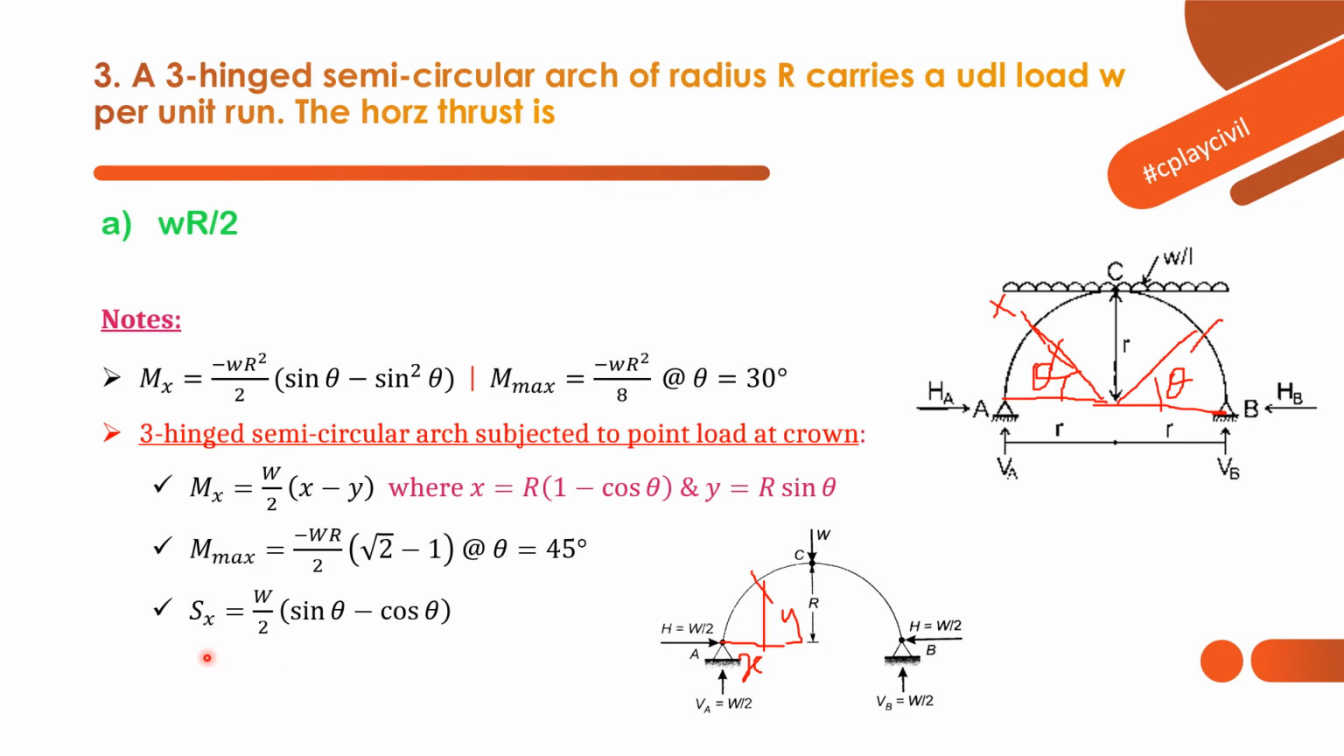And similarly we have Sx, that is radial shear, as we have seen in the previous parabolic arch. Similarly here also for a semicircular three-hinged arch subjected to point load at crown, Sx will be W by 2 into sin theta minus cos theta. So these are the set of equations or formulas that we can follow for those particular cases. For a UDL case, we can follow this equation. For W at crown, we can follow this set of equations so that we can find the answer for bending moment at x section or maximum moment and radial shear. Now let's move on to the next question.